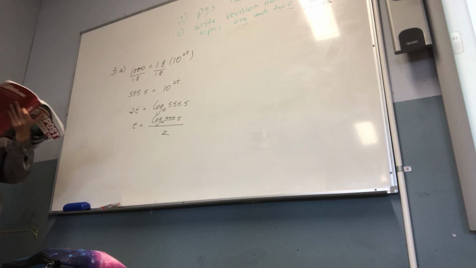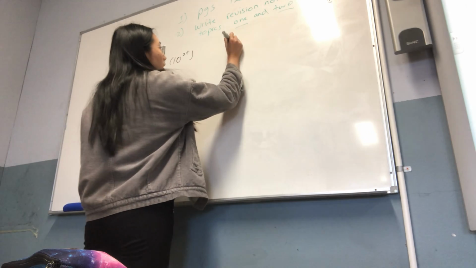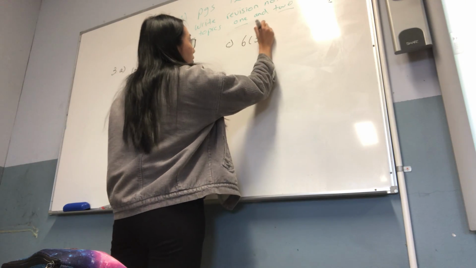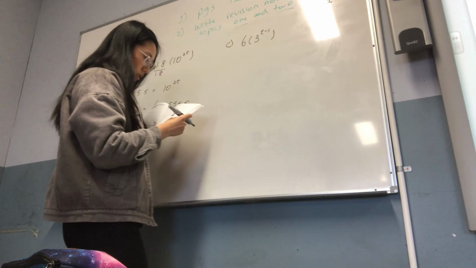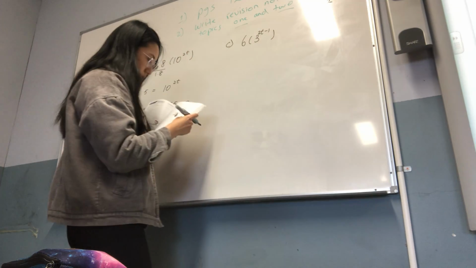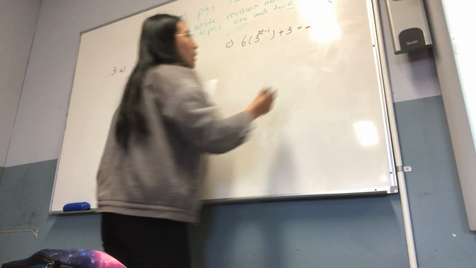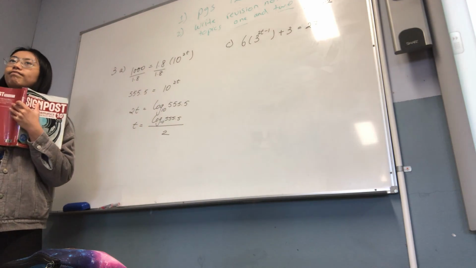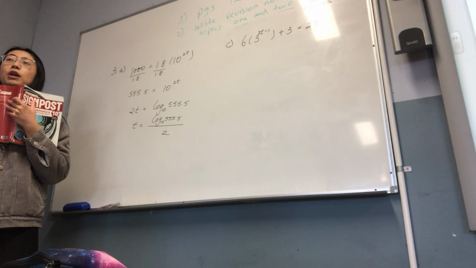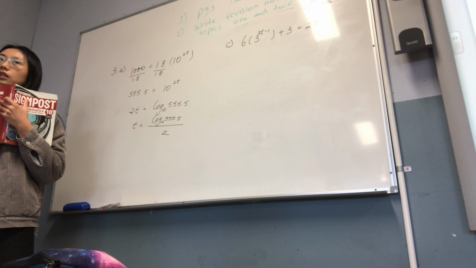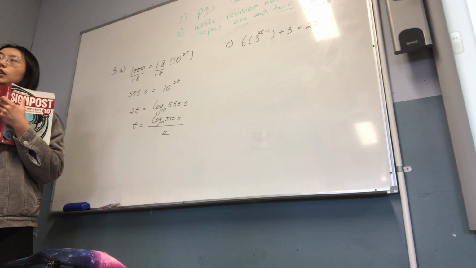Question C is slightly different. So now you have 6 times 3 to the power of 2t minus 1, plus 3 equals 27. What is the first step? Divide both sides by 6. Is there anything that comes before that? Move the 3 to the same side as 27, right?